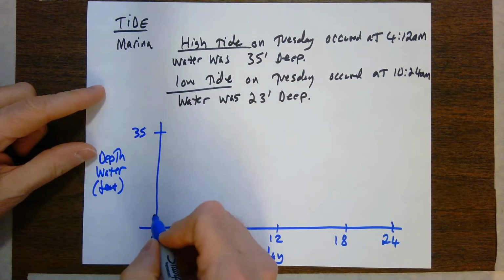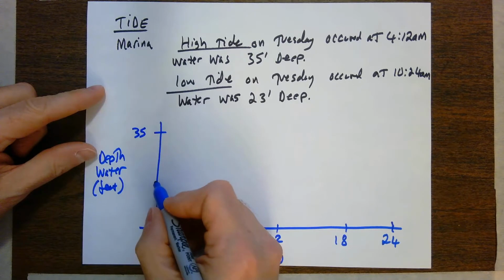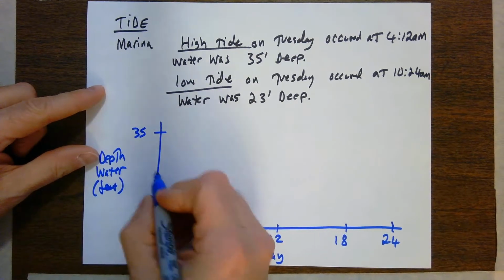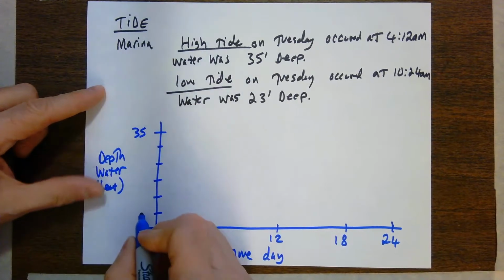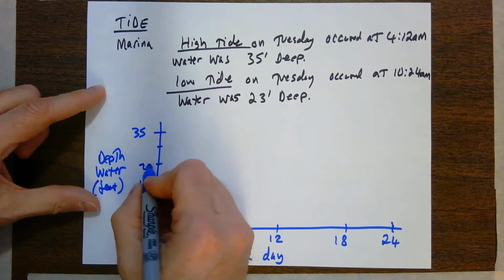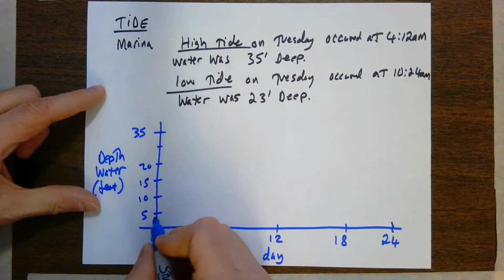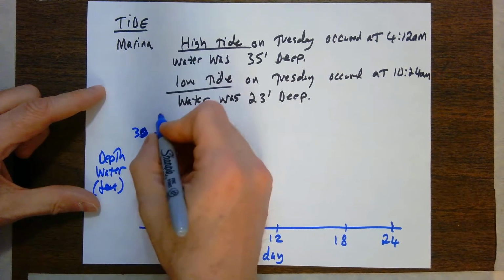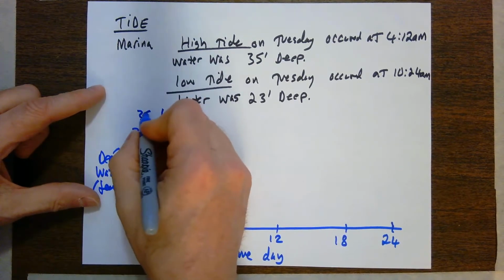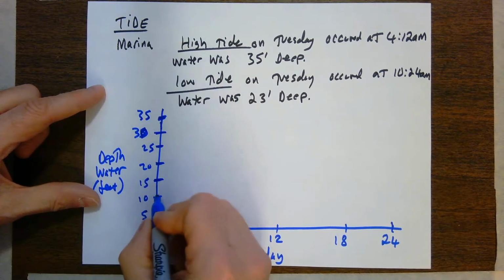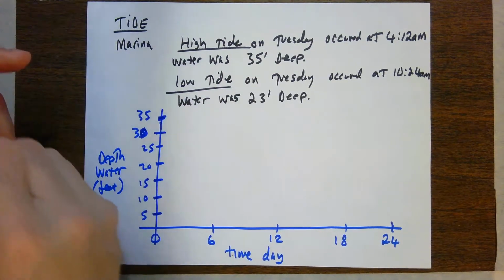So let's see, 5, 10, 15, 20, 25. Oh dear, I'm going to make that 30. And then go up to 35 up there. There we go, 35, just to give myself a scale of how deep the water was.